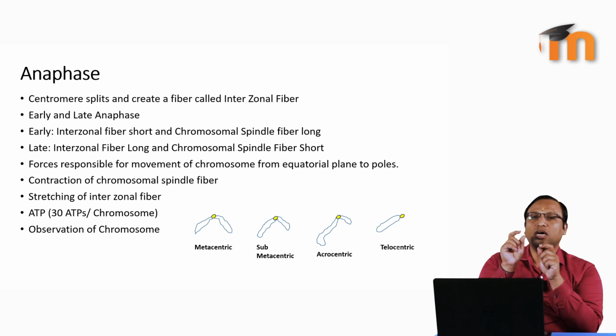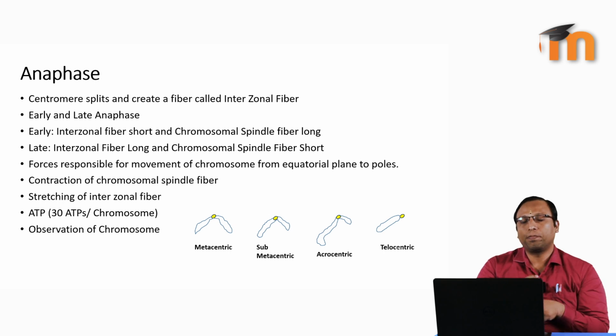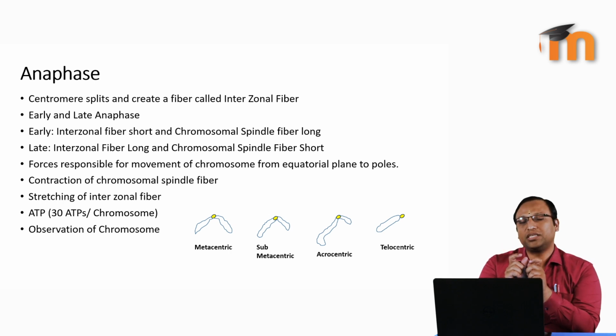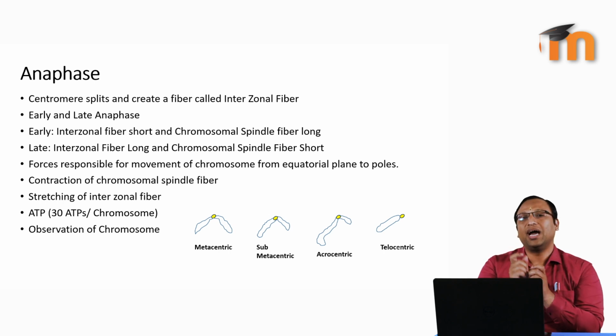The third is called acrocentric. In this, one of the arms becomes shorter and the other arm becomes longer, due to which they take the shape of the letter J. The last is telocentric. Since one of the arms is hidden or not present, only one arm is present and it looks like an I shape.